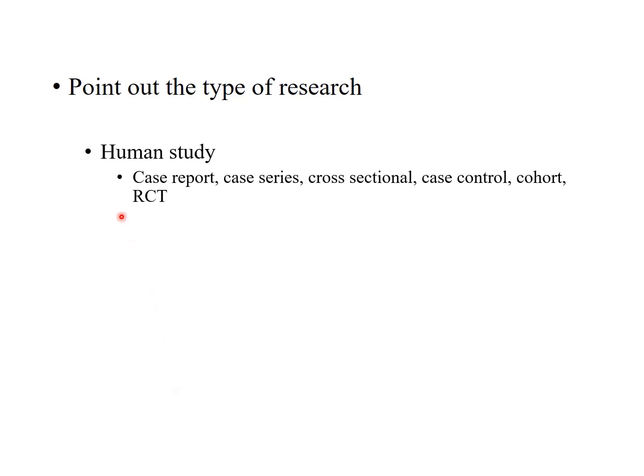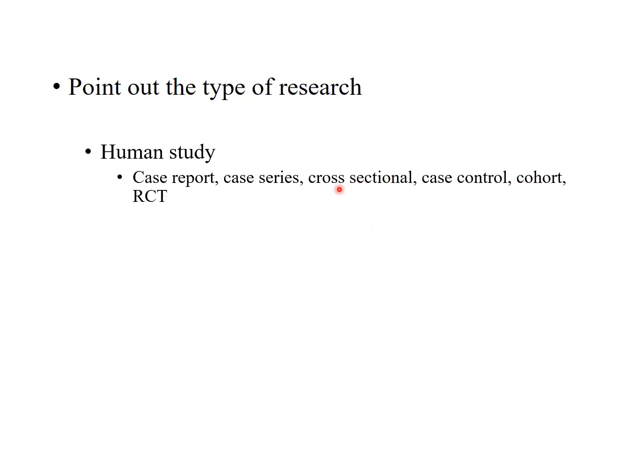When you have a research paper in your hand, you should ask, what type of research is this study? For example, this is a human study, is it a case control or case series study, or cross-sectional or case control study, or this is a cohort study, or RCT, randomized clinical trial? Because this will tell you the capacity of this study to generate some results. They are very different. For example, the causal effect can only be worked out in the cohort and RCT study.